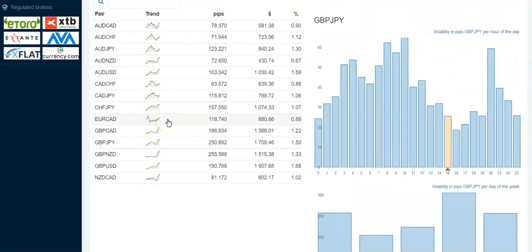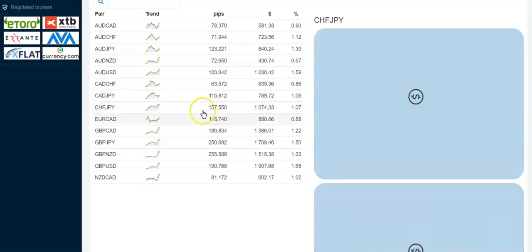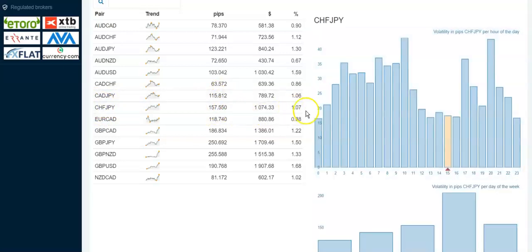So let's walk through another one. So let's say you like CHF JPY. So it renders 157 pips. Best time to trade it is at 10 a.m. and again right here at 8 p.m. Those are good times to trade that.